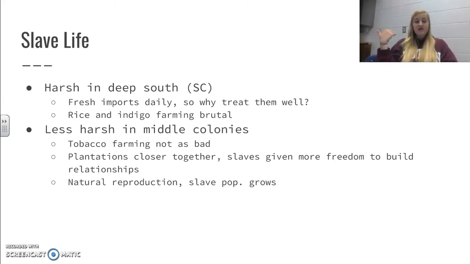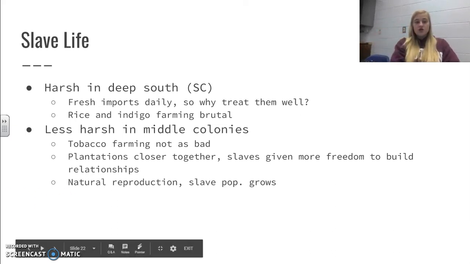The idea of rice and indigo farming is very backbreaking, very brutal. Rice is on the ground, as is indigo. It's always hot and muggy in the South. So Southern slaves suffered the most because of those types of plants, because of how isolated it was, because of the availability of those rich aristocrats to just buy more slaves. So why treat the existing ones well was the overarching notion.